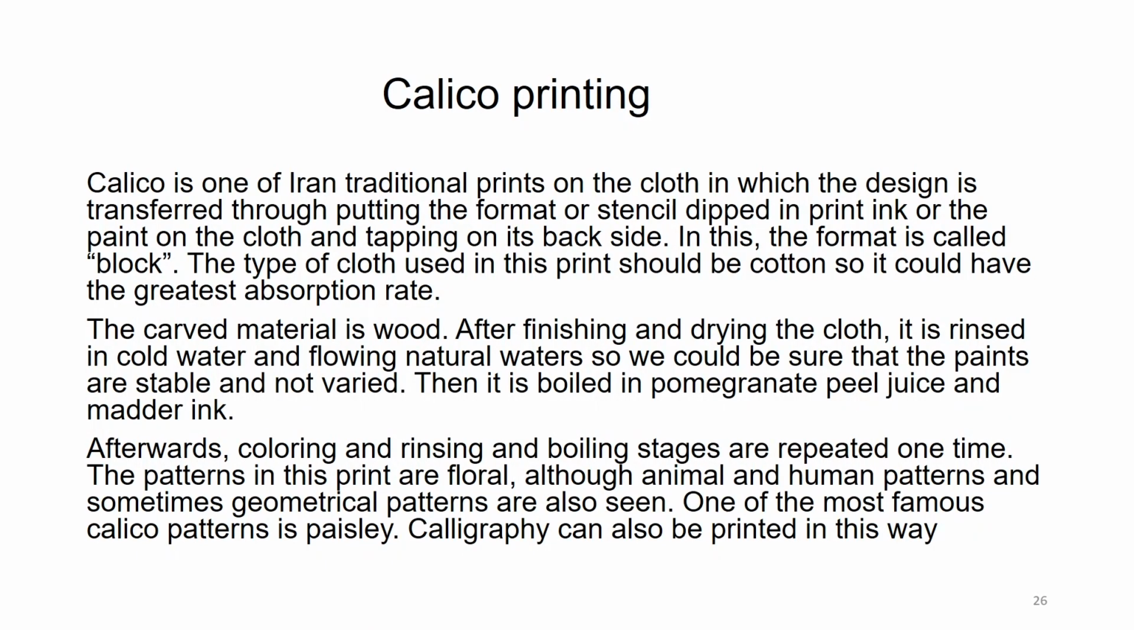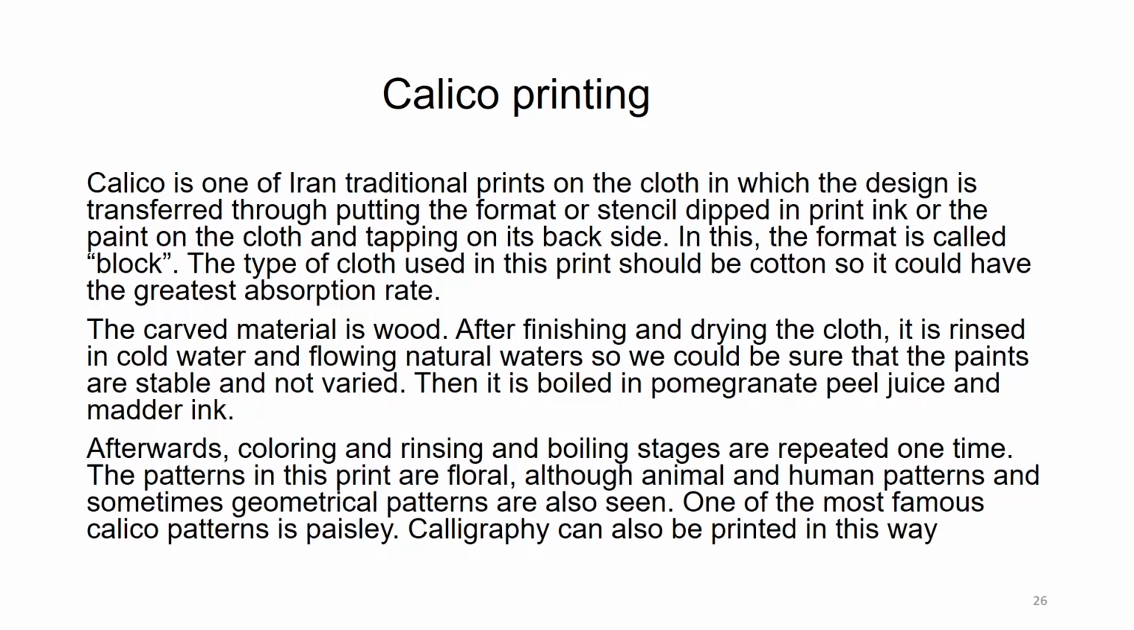Calico is one of the Iranian traditional prints on cloth, in which the design is transferred by dipping the format or stencil in print ink or paint and tapping it on the backside of the cloth. In this, the format is called a block. The type of cloth used in this print should be cotton, so it has the greatest absorption rate. The carved material is wood.